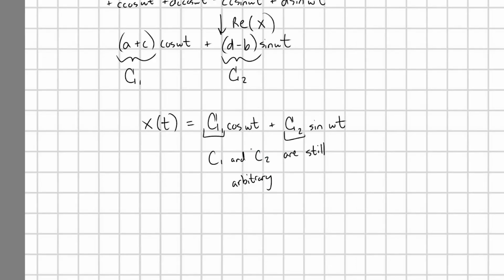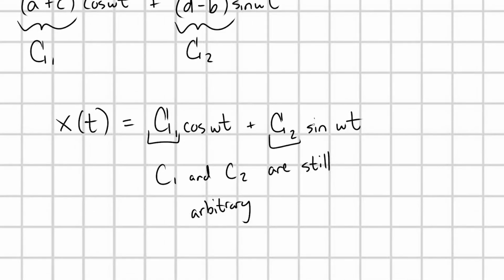In other words, regardless of what I define C1 and C2 to be, if I apply the differential operator on cosine omega t, this gives me 0, and 0 times any constant is still 0, so that checks out for any C1. And same thing with sine omega t. If I plug it into my differential operator, it's going to spit out 0 too, and 0 times C2 is 0. So C1 and C2 are still arbitrary. They can be anything.